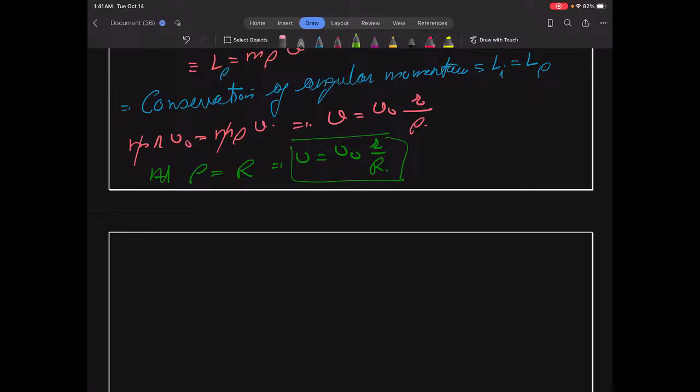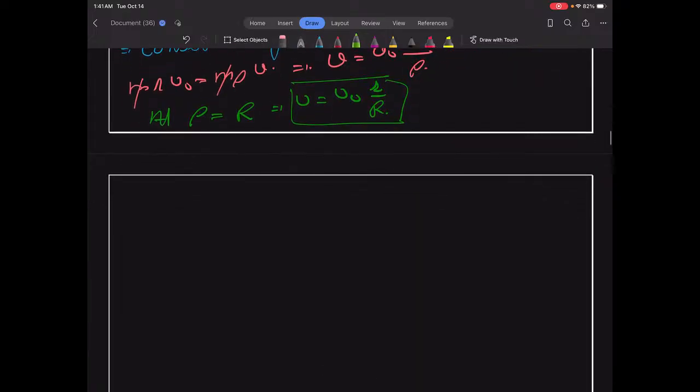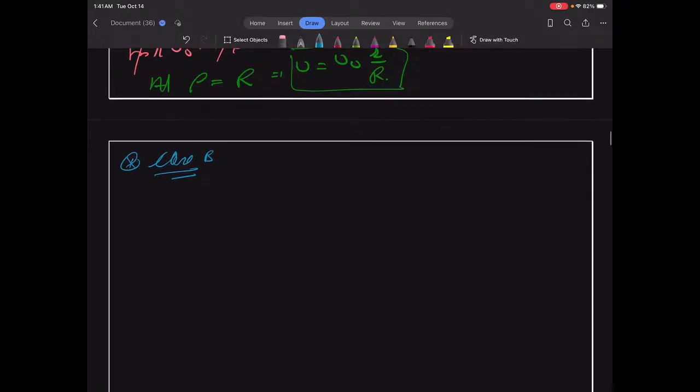And we come to our case B. And in case B, we can just draw the figure. So this is our post, and in this case the string is wound around the post. So it is going to wound something like this.